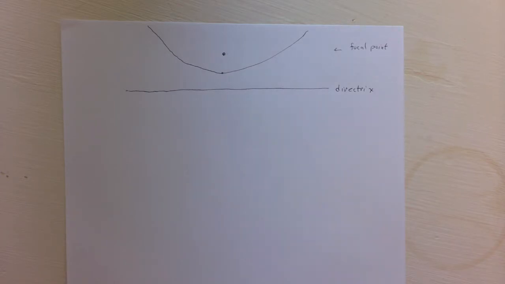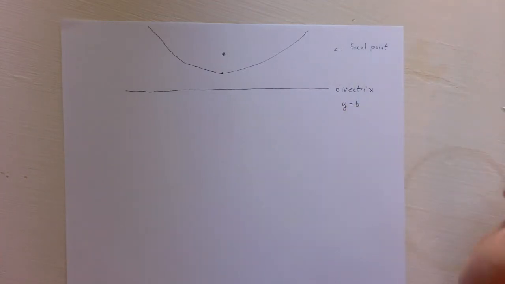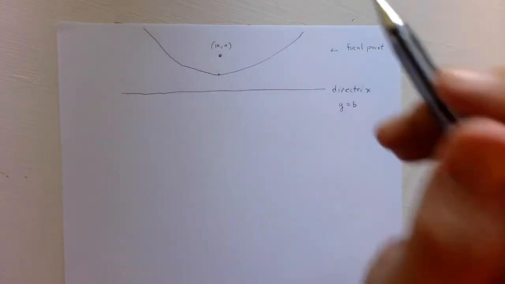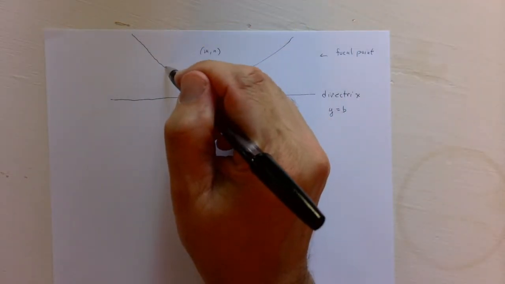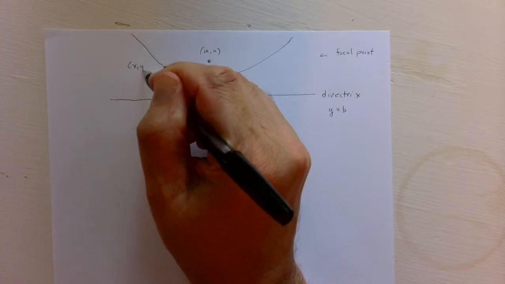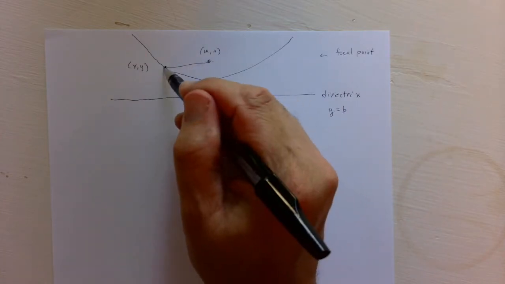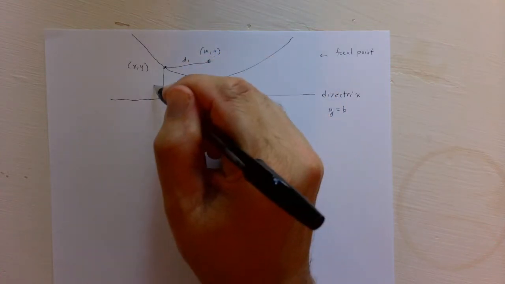So I wanted to show how we get the equation of a parabola from this. We're going to look at this very specific situation where the directrix is a horizontal line. Let's say the directrix is given by the line y equals b, and the focal point has coordinates (m, n). We'd like to find the equation for the parabola. Let's say this point (x, y) is on the parabola, so that this distance and this distance should be the same. Call this d1 and this d2.